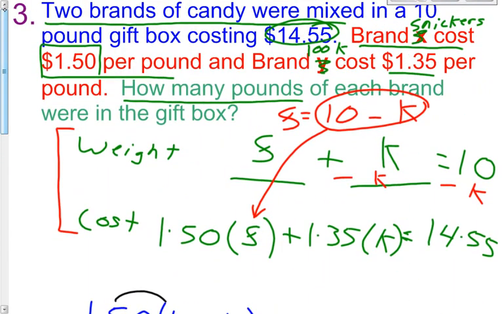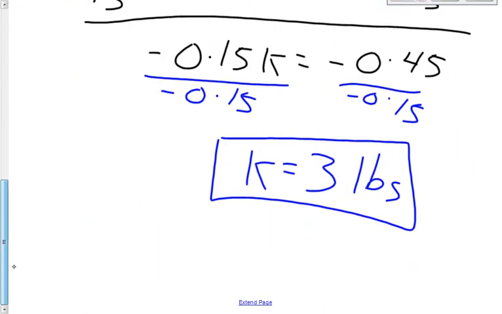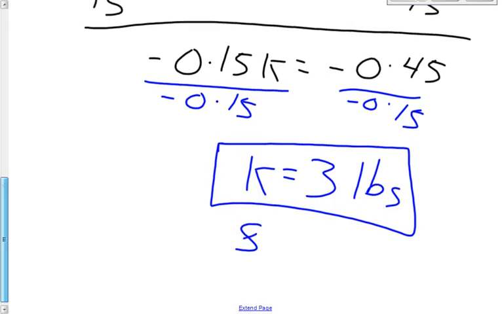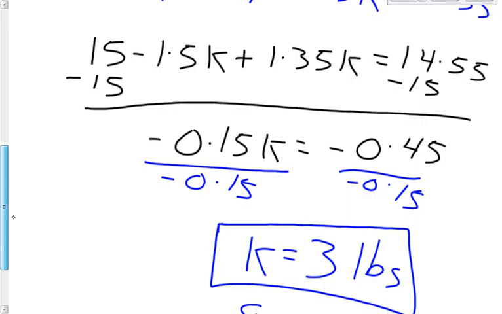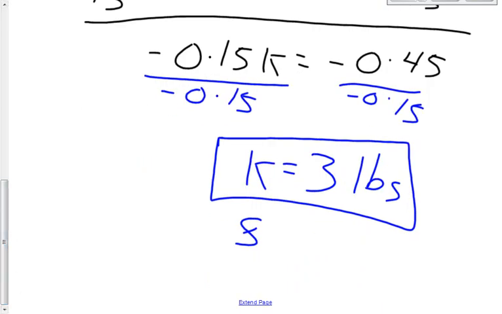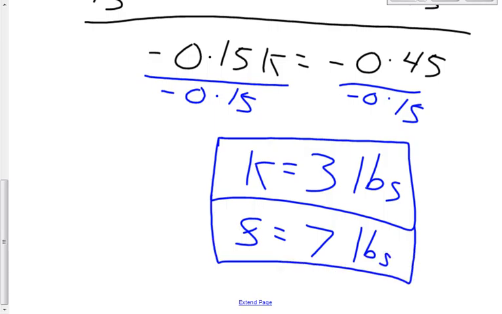So then, how many pounds of each brand? You've only solved half of the problem. You found the 100 Grand. It's 3 pounds. But what about the Snickers? Remember how many pounds there are total? 2 brands of candy were mixed in a 10-pound gift box. So if 3 of those pounds is 100 Grand, then obviously the other 7 would have to be the Snickers. So there are your 2 answers: 3 pounds of 100 Grand, 7 pounds of Snickers.